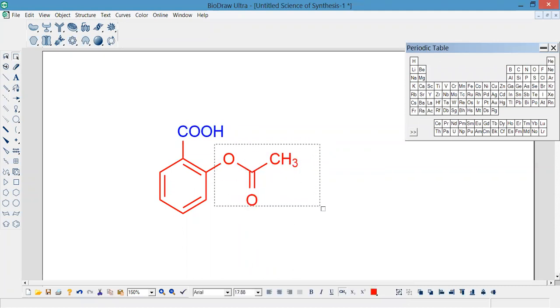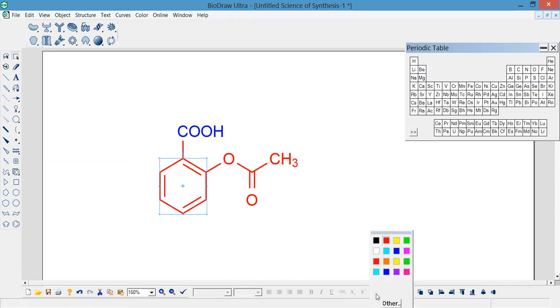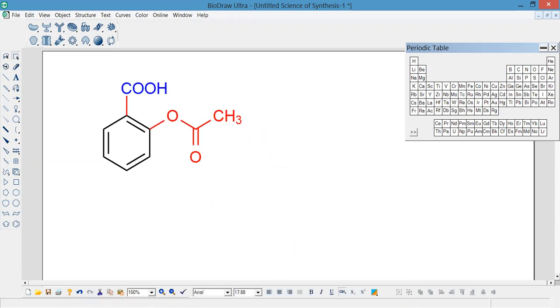Change the color of this acetyl group, change the color of this benzene group. This is how to draw the structure by using ChemDraw. Now we will draw the next structure, that is the structure of paracetamol.